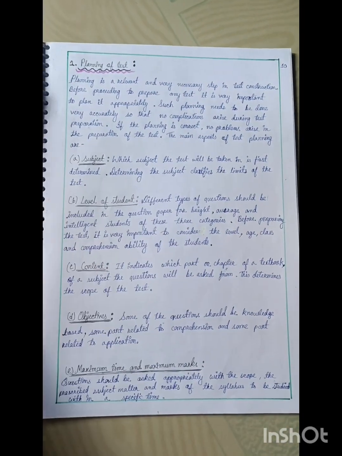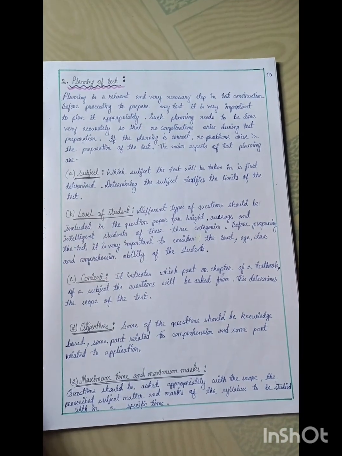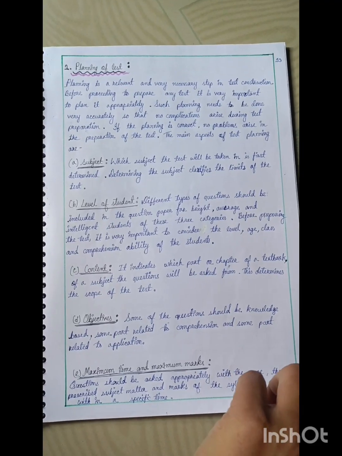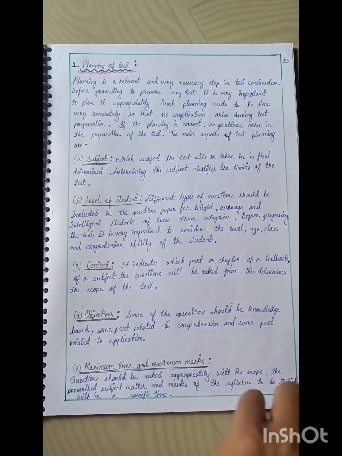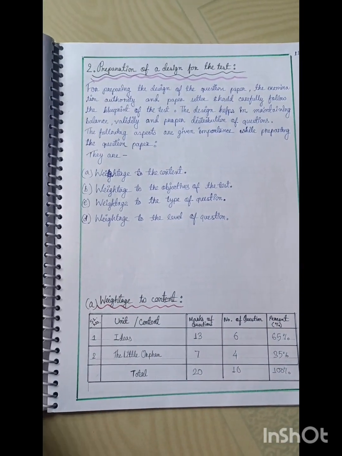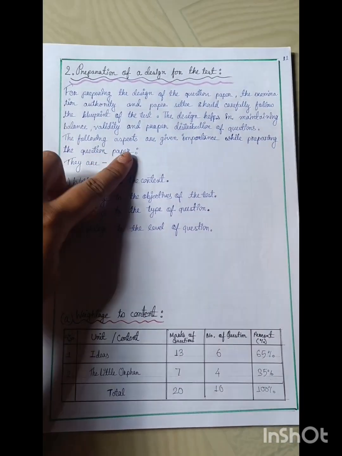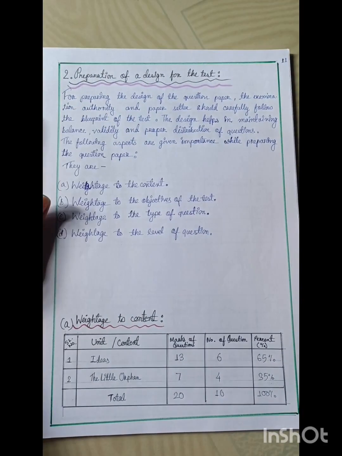Then planning of test. So how we will plan the test, what are the things we need to keep in mind, those we have to write here, like the subjects, level of students, content, objectives, maximum time and maximum marks. Then the next point is preparation of a design for the test. So now the blueprint, the main work starts from here. First we need to prepare the weightage tables.